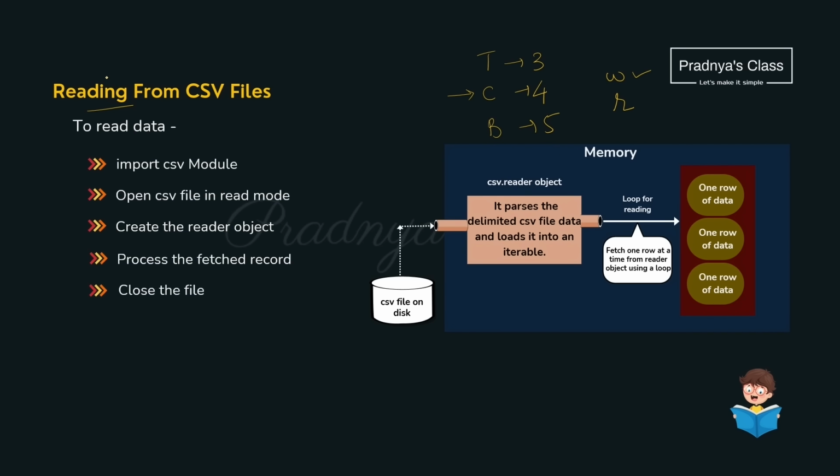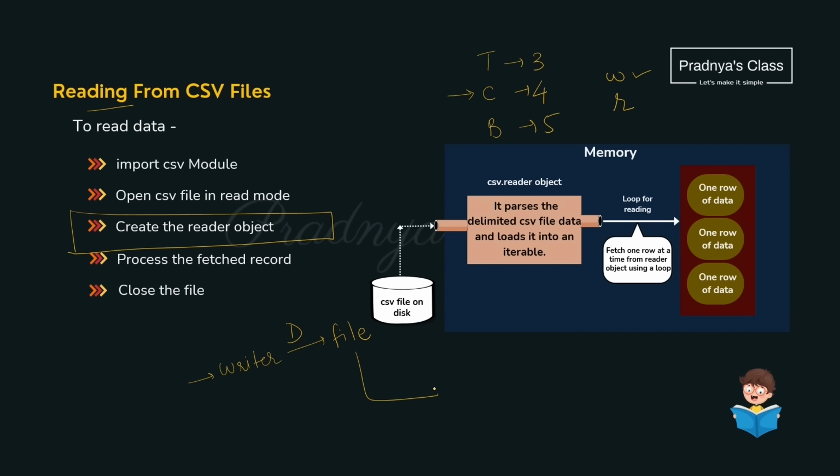Now it's time to check out how to read it. For that, only one step we need to do. We need to create reader object. We understood the working of writer object. It will take the data from write row or write rows function. It will convert the data to delimited format and then write to the file.